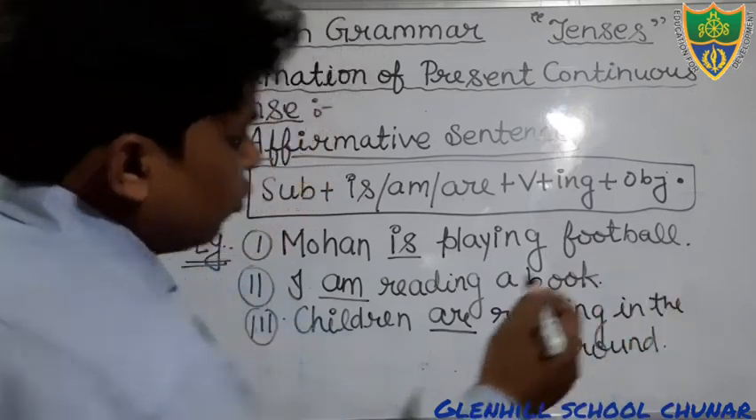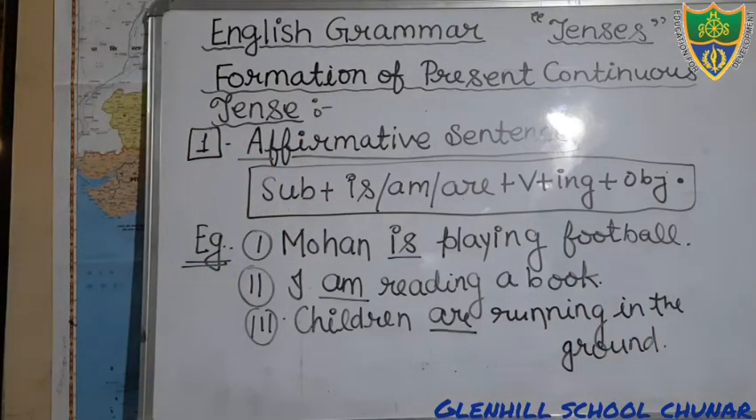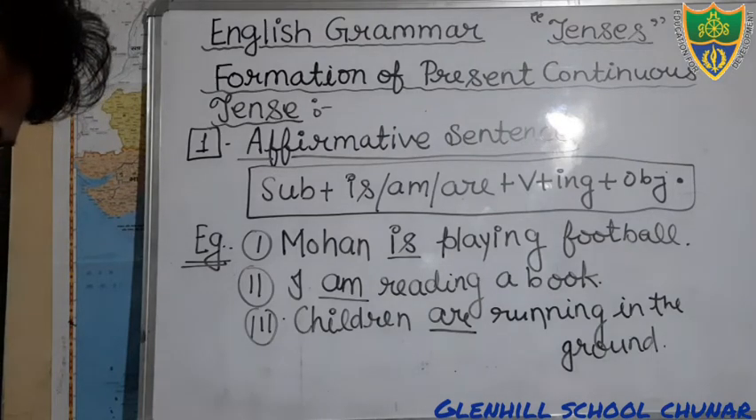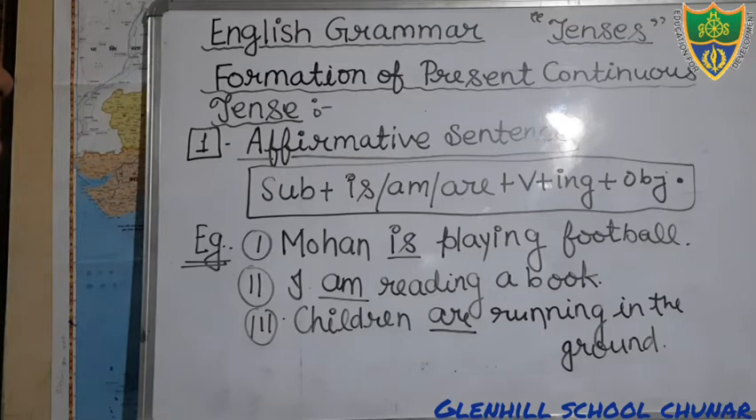Okay students, so just write down these sentences. Mohan is playing football. I am reading a book. Children are running in the ground. Students, these are the sentences based on the affirmative structure of present continuous tense. I hope that you all have understood, and if you are getting any kind of problem, you may ask.